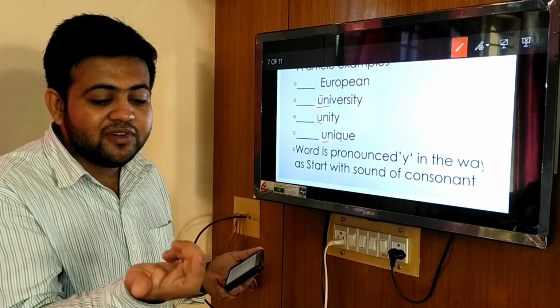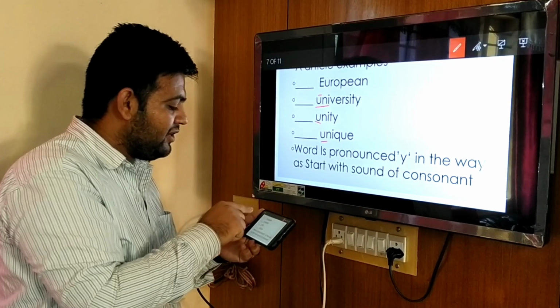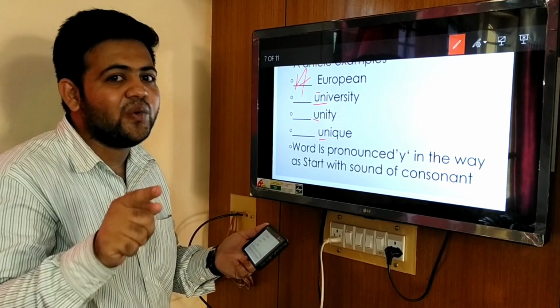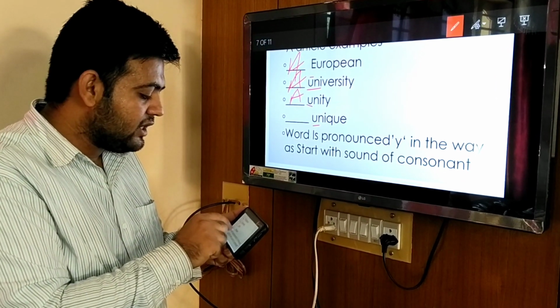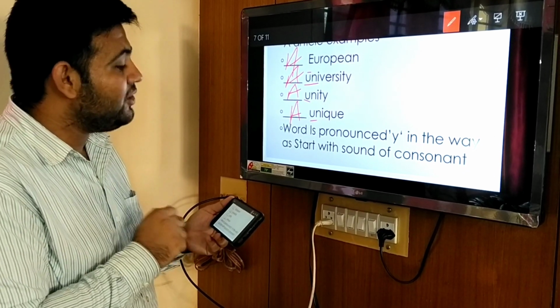Right, vowels are there, so we will use an article here. Is it correct? No, it is wrong. Okay, we will use a article here. With all these words, we will use a article. Why will we use a article here?